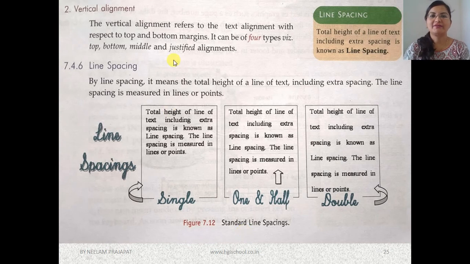So today we will start from line spacing. By line spacing it means the total height of a line of text, including extra spacing. You can see the distance between two lines, or the space between two lines, or we can also say the total height of a line. So this is single line spacing, this is 1.5 line spacing, and this is double line spacing. The line spacing is measured in lines or points.